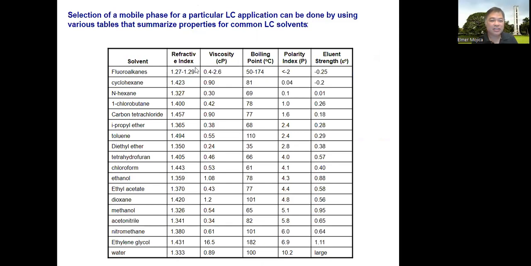So if you're going to look at the selection of the mobile phase for a particular LC application, it can be done by using this table. So you're just going to look at the polarity index, the viscosity, the eluent strength. This is one way for you to determine how they are going to work.